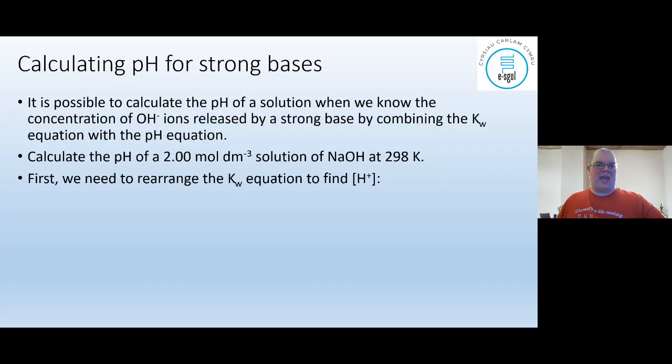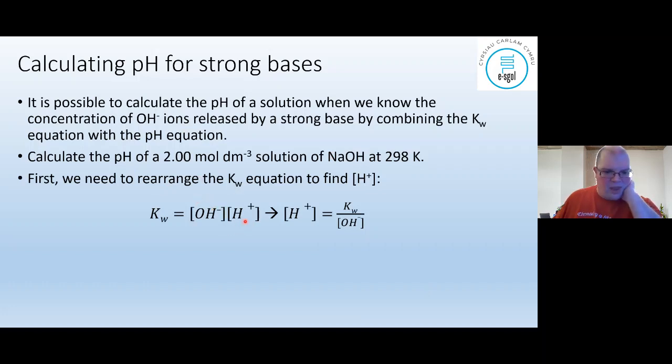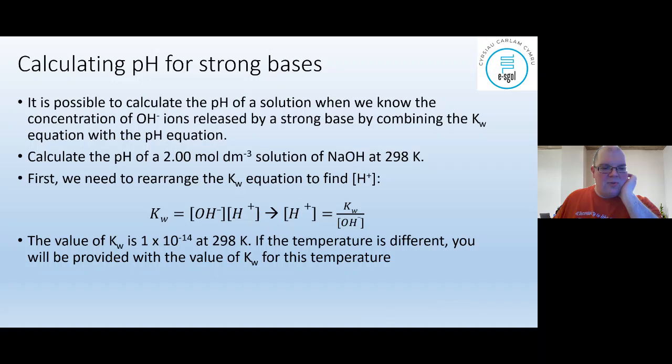Okay, we rearrange the Kw equation. It's a nice simple rearrangement from Kw equals OH minus times H plus to H plus equals Kw over OH minus. Once we've got the value of H plus, then we can work out pH nice and easily. Okay. Now I've mentioned here that again, Kw is 1 times 10 to the minus 14. If the temperature is different, you'll be provided with a value of Kw for that particular temperature, but you are expected to remember this one.